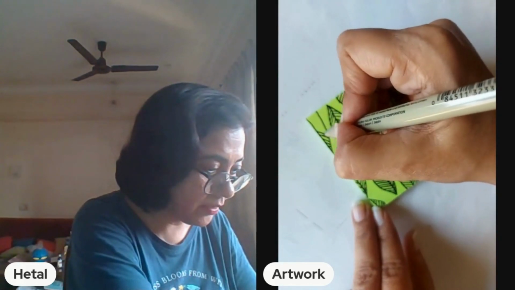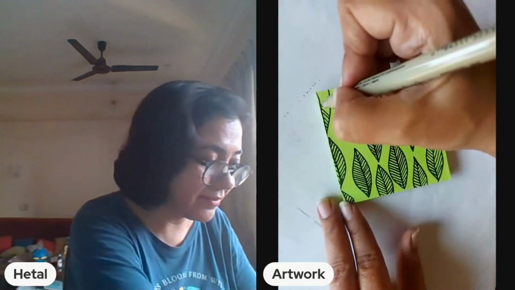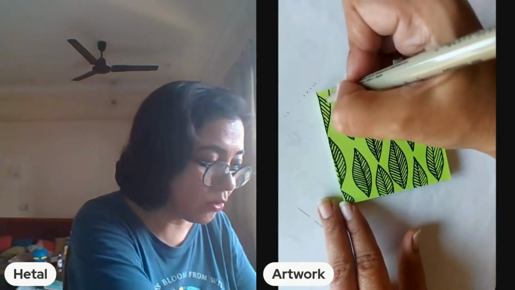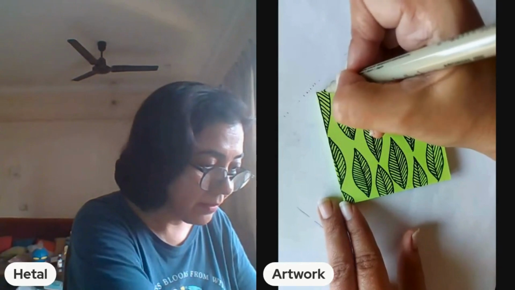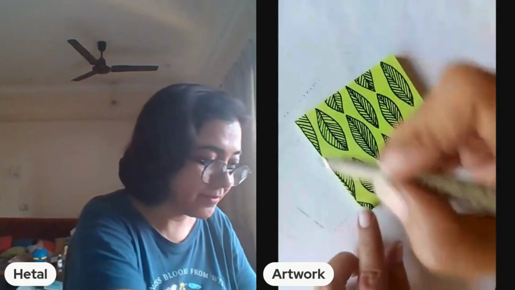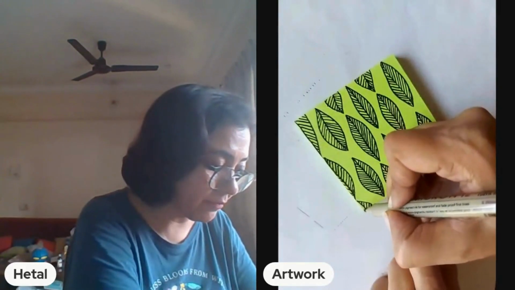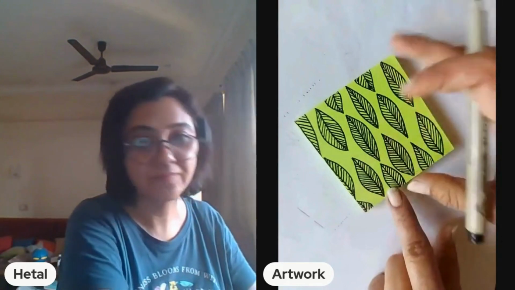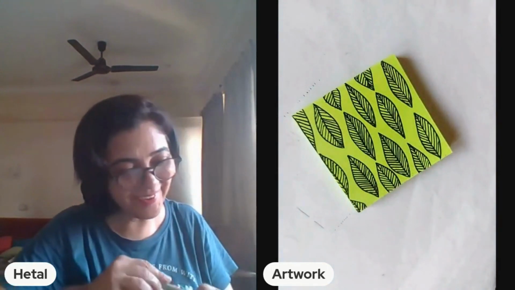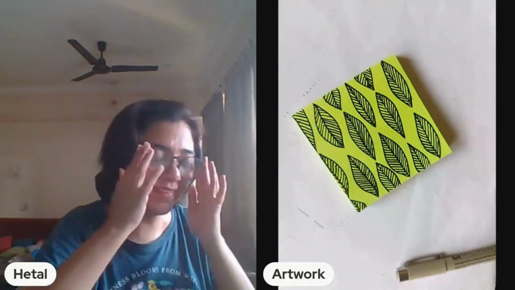I'm just drawing the slants in the direction that I'm being called to. I'm not following a strict rule that they have to be pointing upwards or downwards. So here's my completed leaf pattern.